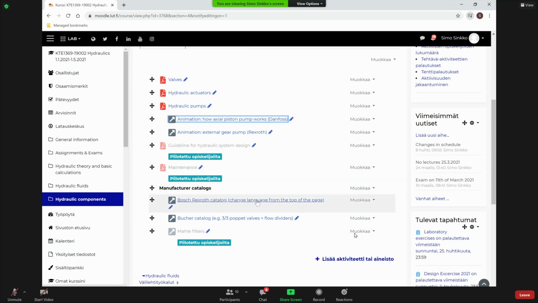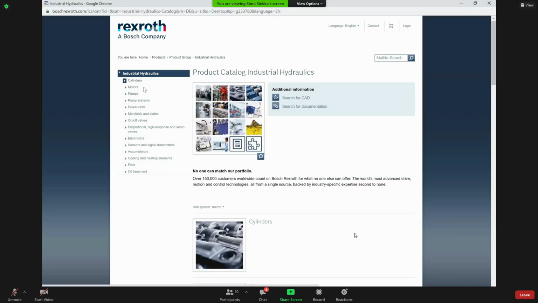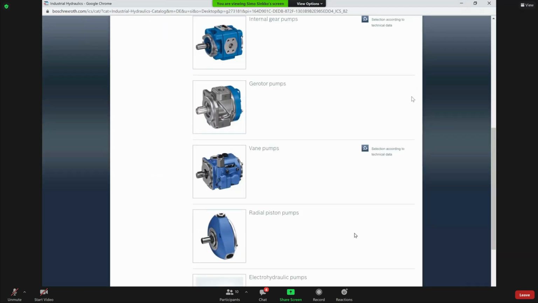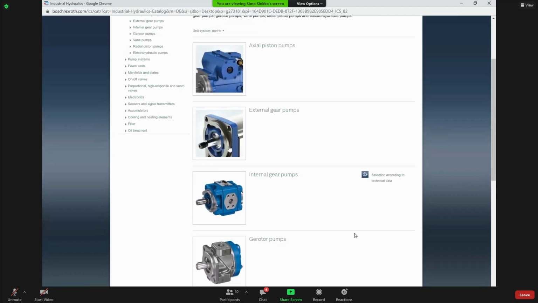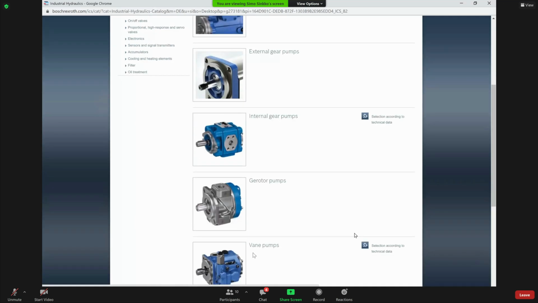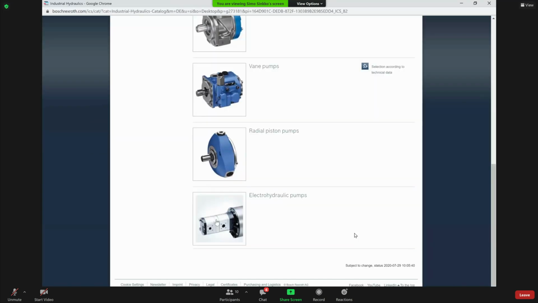I still want to show you once again this Bosch Rexroth catalog. We have already been studying cylinders and different kinds of valves. There would be some motors, but now I'm interested in pumps. And you see these different pump types here: axial piston pumps, external gear pumps, internal gear pumps, then special type gerotor pumps, vane pumps, radial piston pumps, and then they call electrohydraulic pumps.